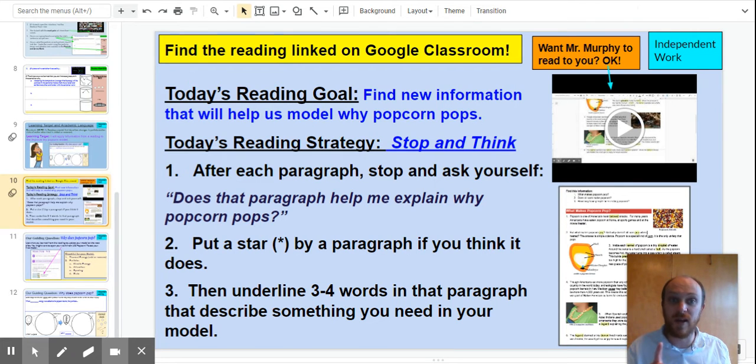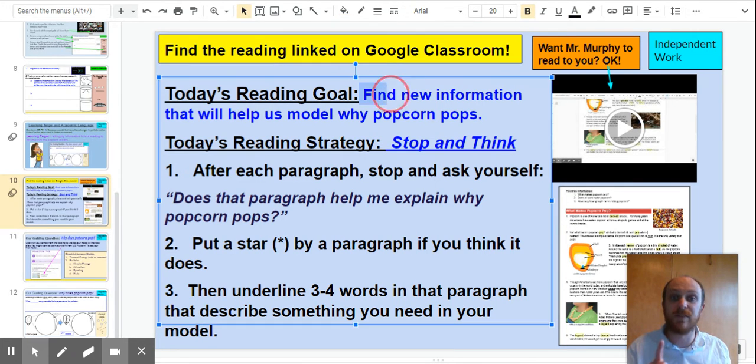You'll find it on Google Classroom. Your job is to find new information in that reading that will help you with the model. We're going to do a stop and think strategy. So that means you're going to read and you're going to stop and you're going to say, did that help me explain why popcorn pops?